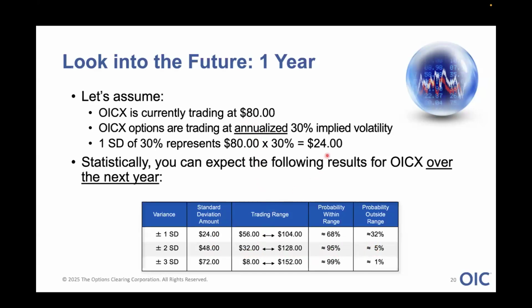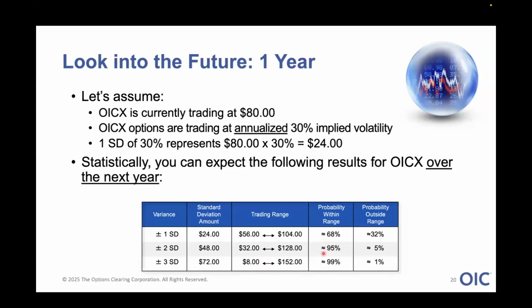And we could do the same thing for a 3 standard deviation move, just multiply 24 by 3. That gives us a range now of between $8 and $152. A 3 standard deviation move equates to a 99% probability that the stock will be between $8 and $152 over the next year, and naturally would have a 1% chance of trading outside that range.